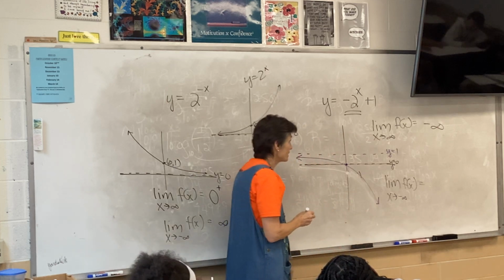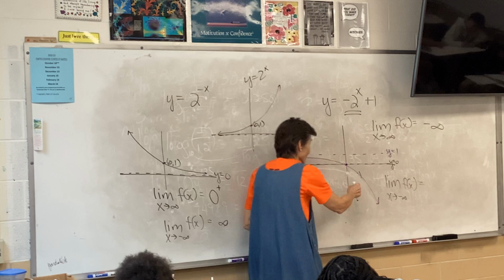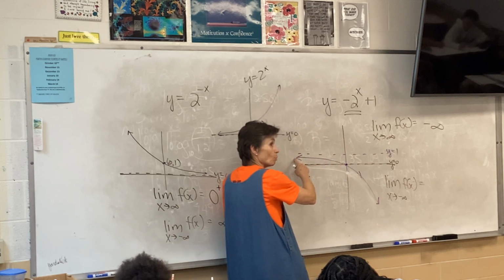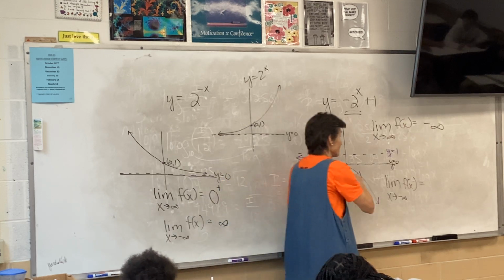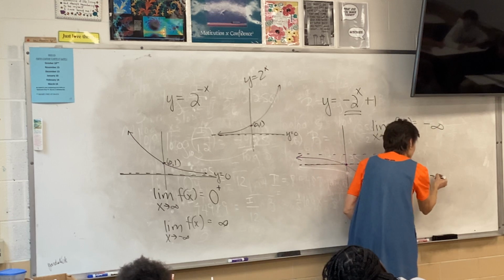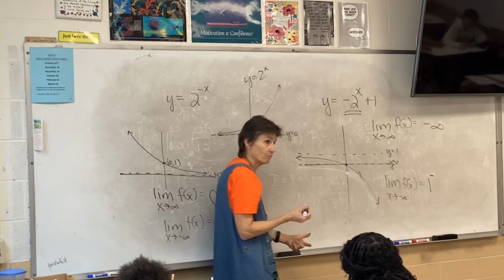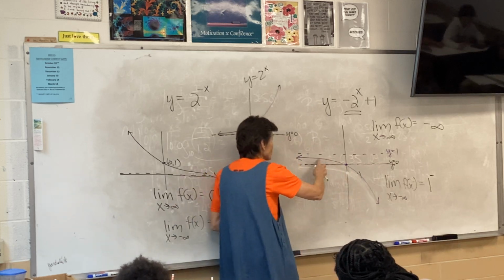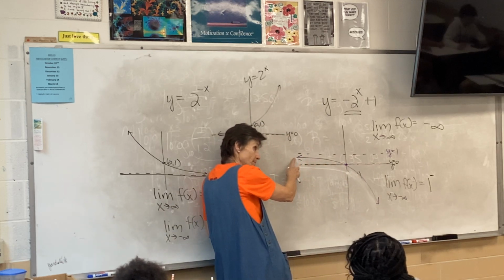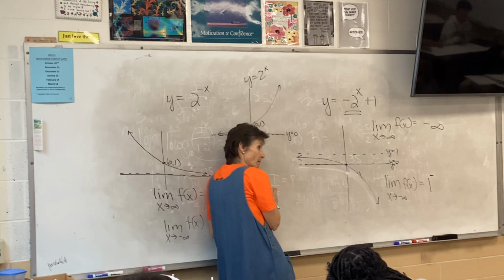Okay. Now what happens as I go to the left? Goes towards 1. Goes towards 1 from the bottom. And we write that 1 here. Don't put the negative in front because that looks like it's going to -1, and it's not. It's getting closer and closer to y equals 1, but it's approaching it from the bottom.